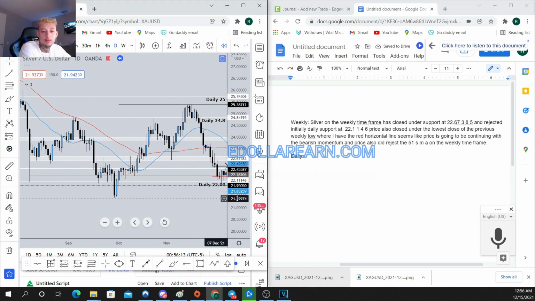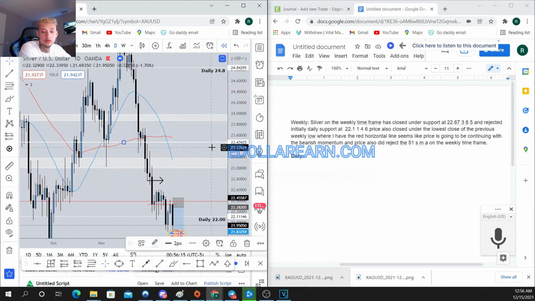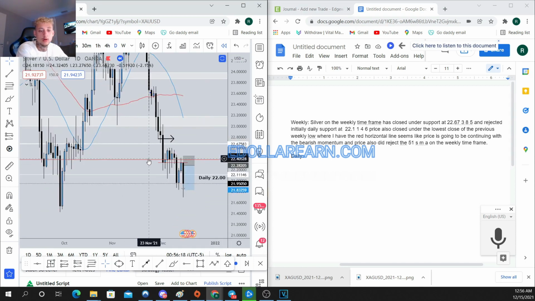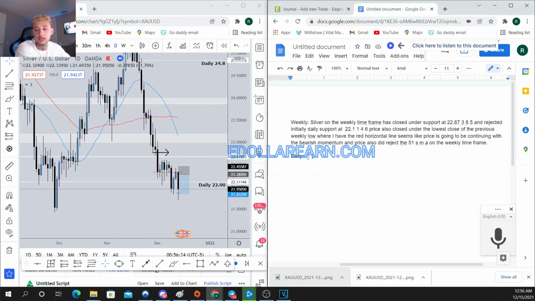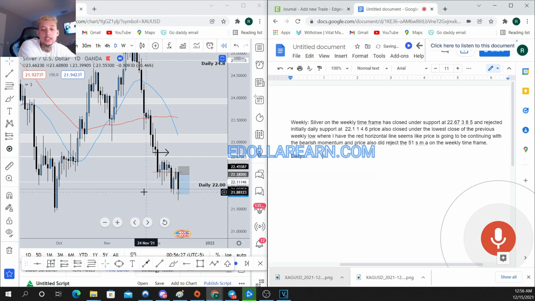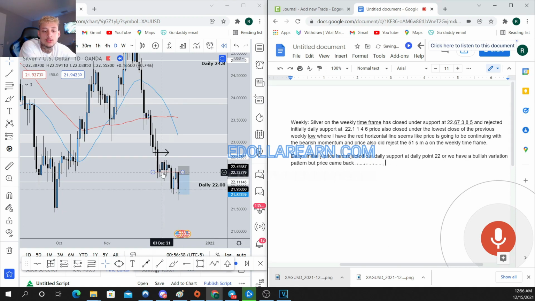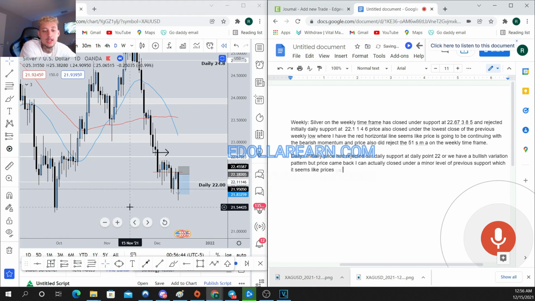So we're going to go to the daily time frame. We're going to go here. So let's undo that. So I'm going to erase this here and just kind of speak about the daily time frame and what I see here on the daily time frame. Initially, price had rejected our daily support at daily point 22 where we have a bullish variation pattern, but price came back and actually closed under a minor level of previous support, which it seems like price has actually held it as resistance on the daily time frame, where we could potentially actually look to go short because bullish momentum does not seem as strong.